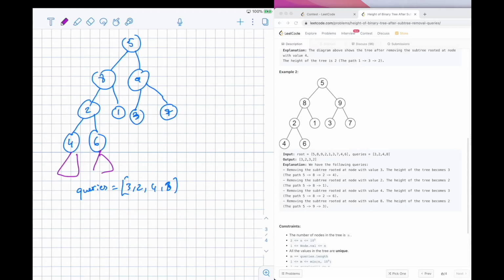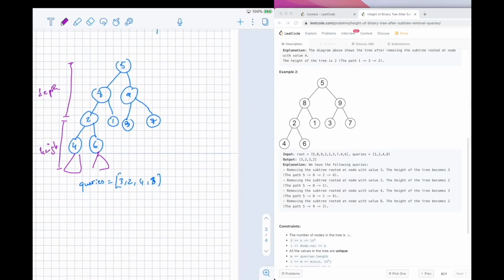Well, it's the height of the subtree that starts at 2. And what is up to 2? That's just the level or the depth of 2. So this here is the depth of 2. And so the overall path length is height plus depth. So that's the overall path: height plus depth.